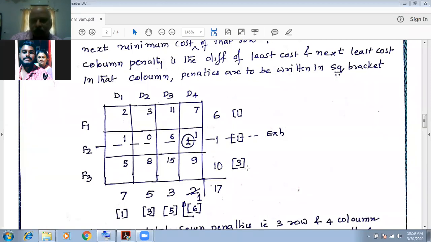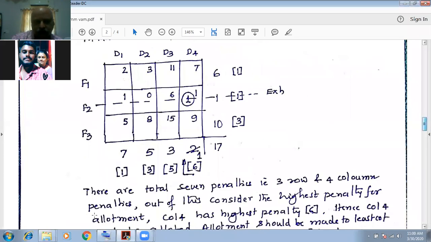Similarly, you have to find the column penalties. So look into this column penalty. You have to observe the matrix in the column-wise fashion. You forget about row fashion. Your eyesight should only concentrate column-wise like this. You concentrate only on this D1 column. Don't look into the other values. The values you have to scan are 2, 1, and 5.